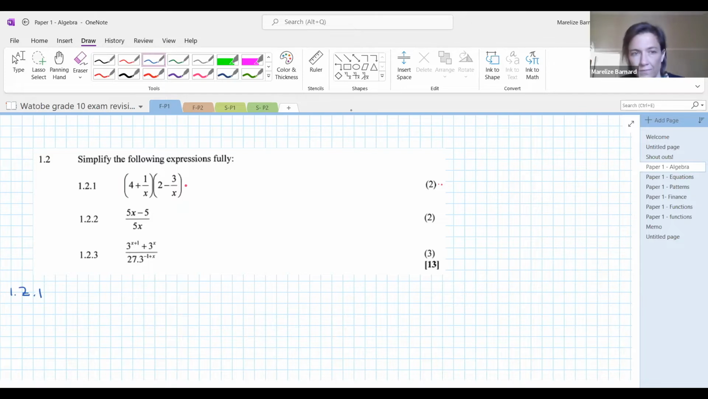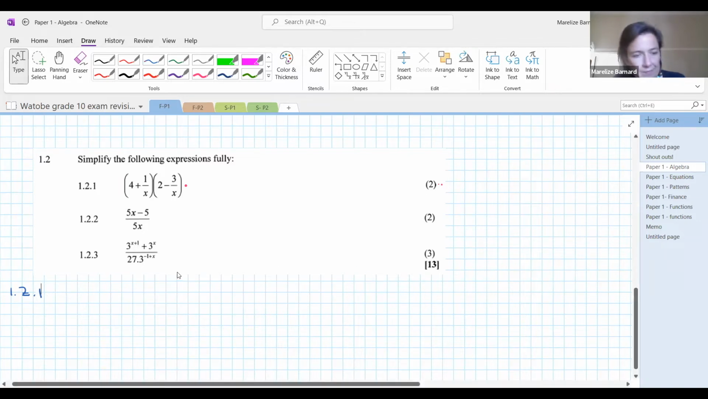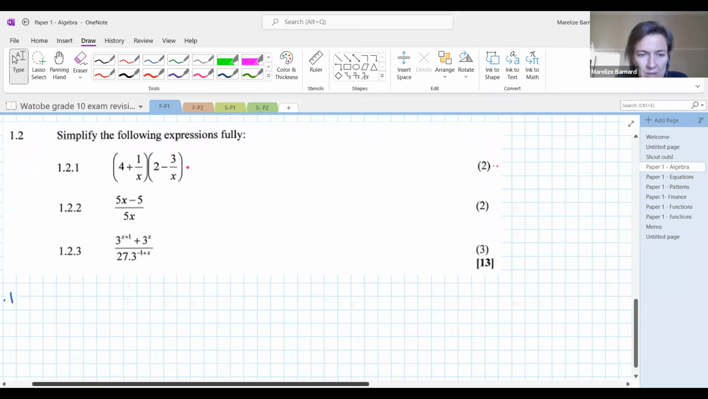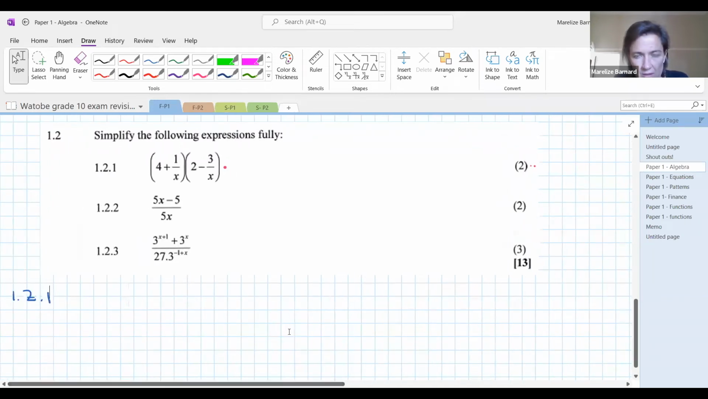Ma'am, sorry, can you please just zoom in for question 1.2.3? I think they constitute the exponents. Remember you can zoom in on your own screen as well. Thank you. And if you're on the phone, you can do it too.